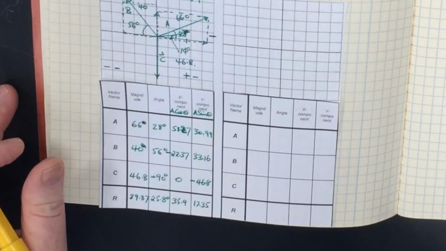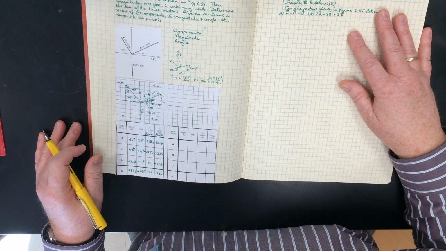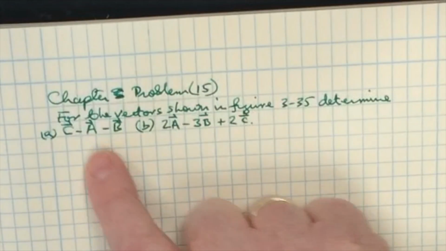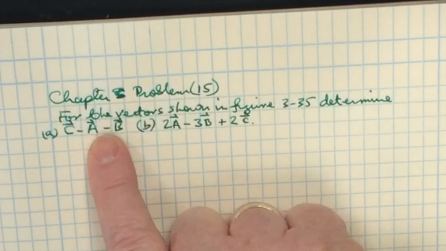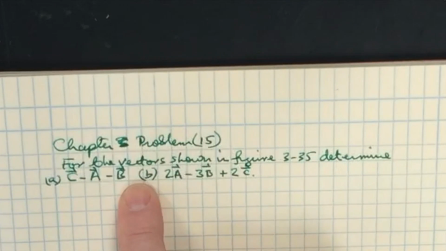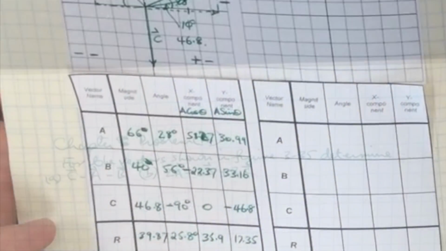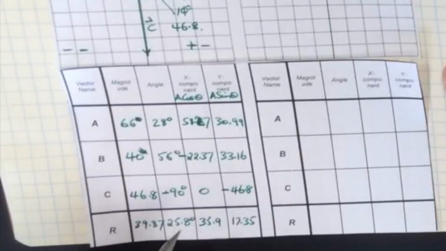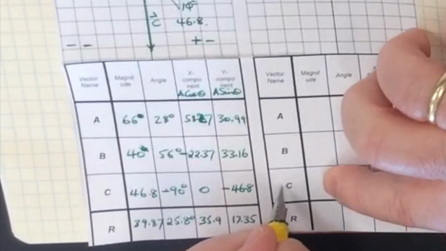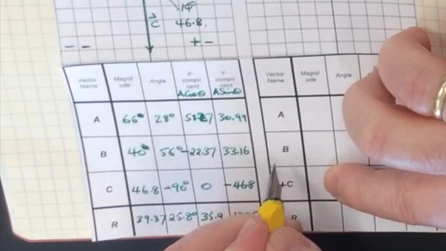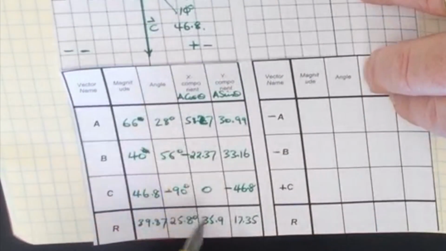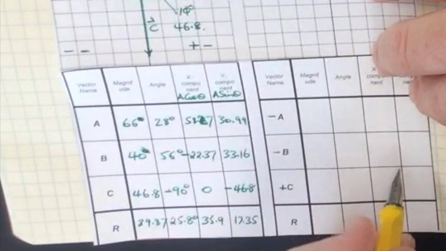If you're given other problems where you might want to find different things, like this one here, this is problem 15 in Giancoli. What it's looking for is C minus A minus B. Now with the vector template, you'll see that there are three possible things. So what I can do now is I'm looking for plus C, minus B, and minus A.